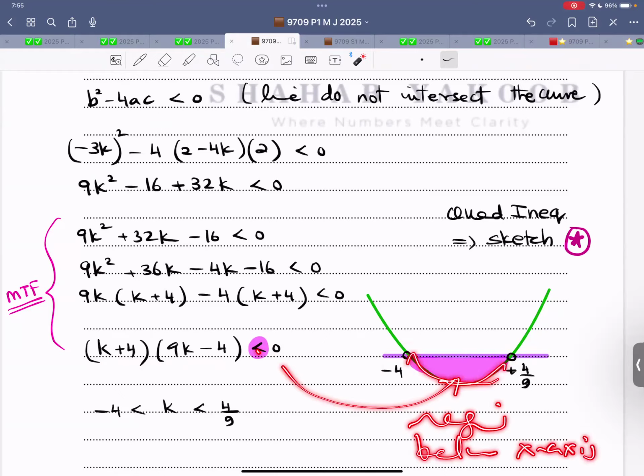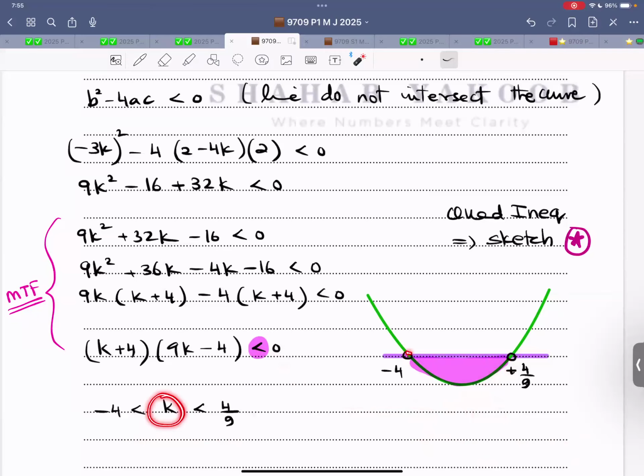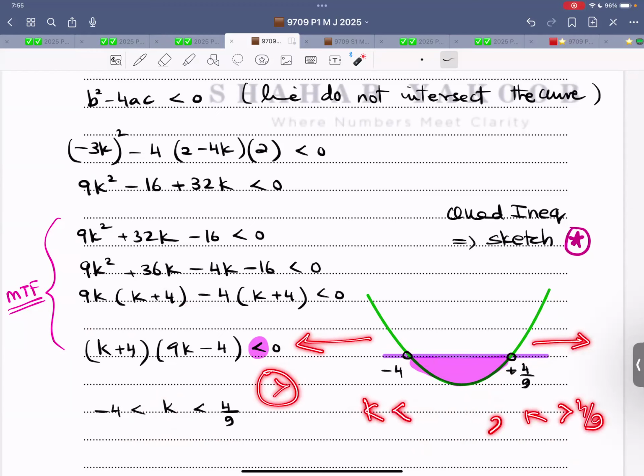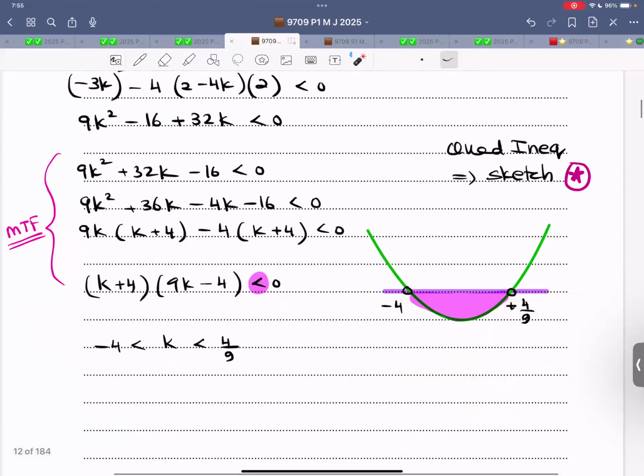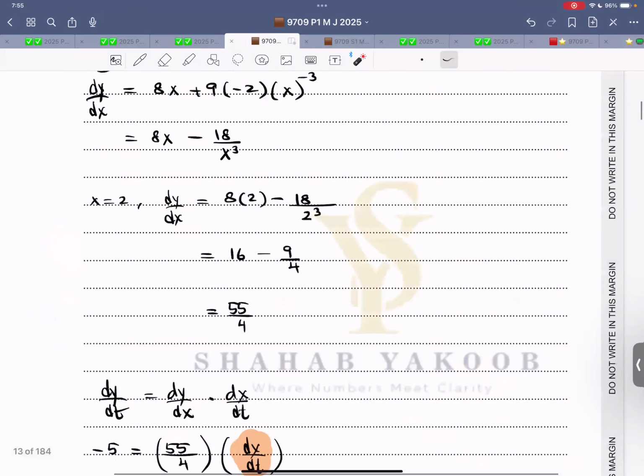Since this is one single region, one single answer, one single inequality, K has to lie between these two values in order for the Y values to be negative. That's what it means. These are Y values. They want to be negative. For which values of X will they be negative? Between these two. If the question was about greater, two separate regions, two separate answers: K greater than 4 over 9, comma, K less than negative 4.